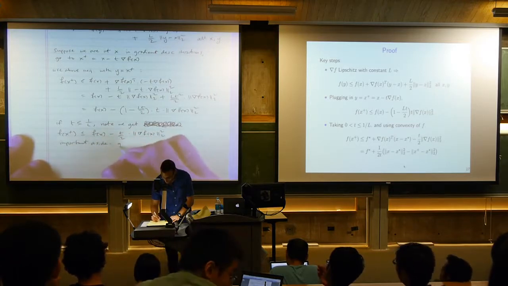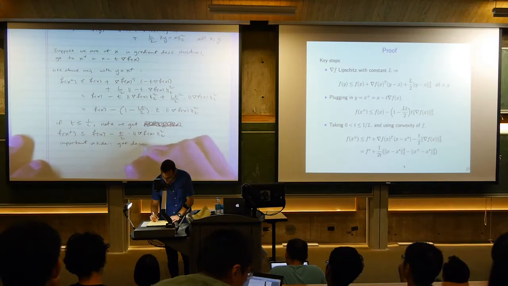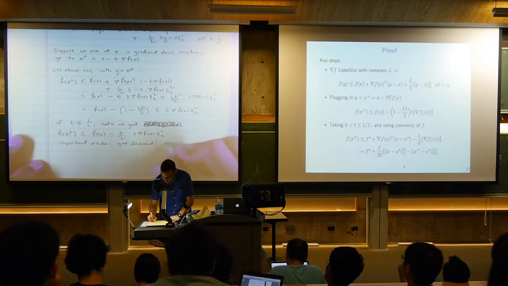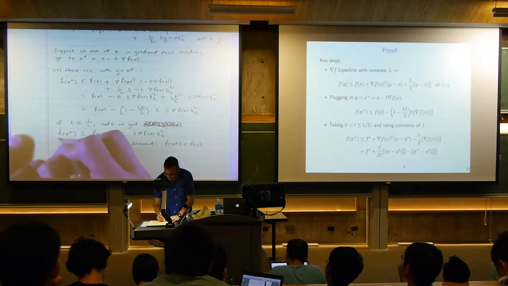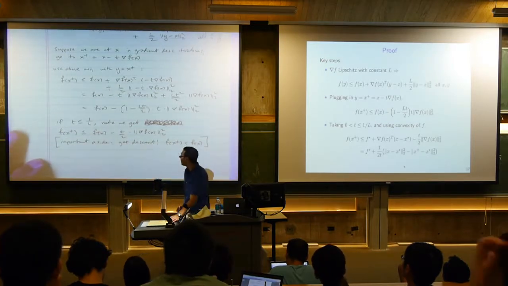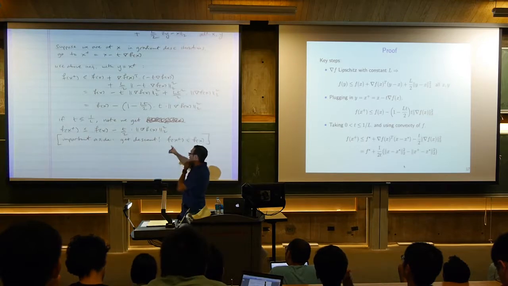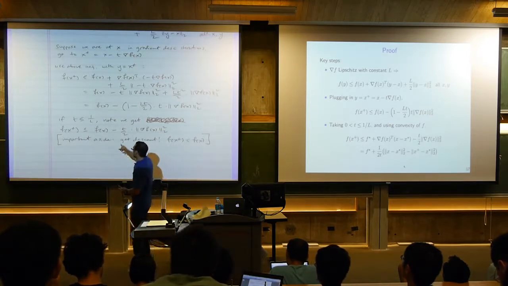We get descent, which means that f of x plus is strictly less than f of x. Let's put that in brackets. So now we've shown that if t is taken to be smaller than or equal to 1 over the Lipschitz constant, we actually do get descent in gradient descent.